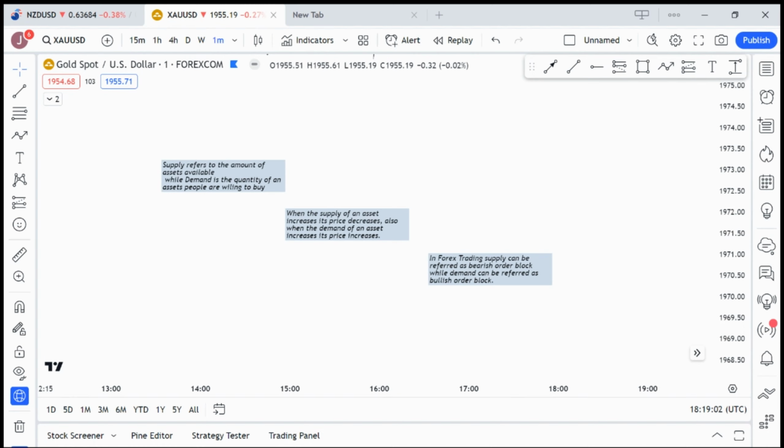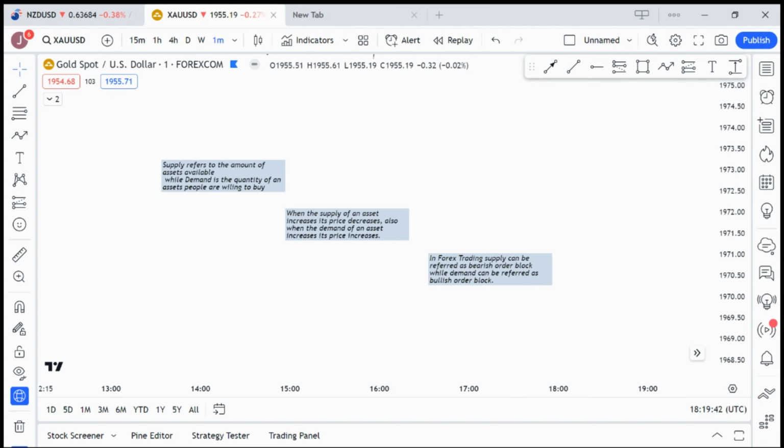Now, what is supply? Supply refers to the amount of assets available, while demand is the quantity of an asset people are willing to buy. Supply and demand cannot be denied in our day-to-day activities. Even in our normal markets, there is supply and there is demand working on keeping everything in equilibrium. And there is this law that has been following supply and demand for long. If you are good in economics, you know that when the supply of an asset increases, its price decreases. Also, when the demand of an asset increases, its price increases.